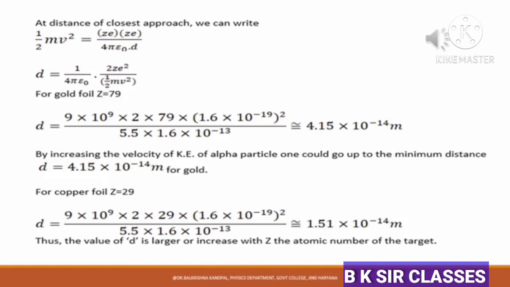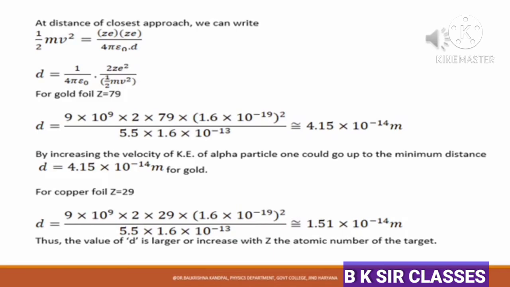So in this way we are saying, by increasing the kinetic energy of the alpha particle, one could go to a minimum distance, that D is equal to 4.15 into 10 to the power minus 14 meter for gold. This is the nuclear size, the radius, for gold, if we are taking the atomic number as 79.